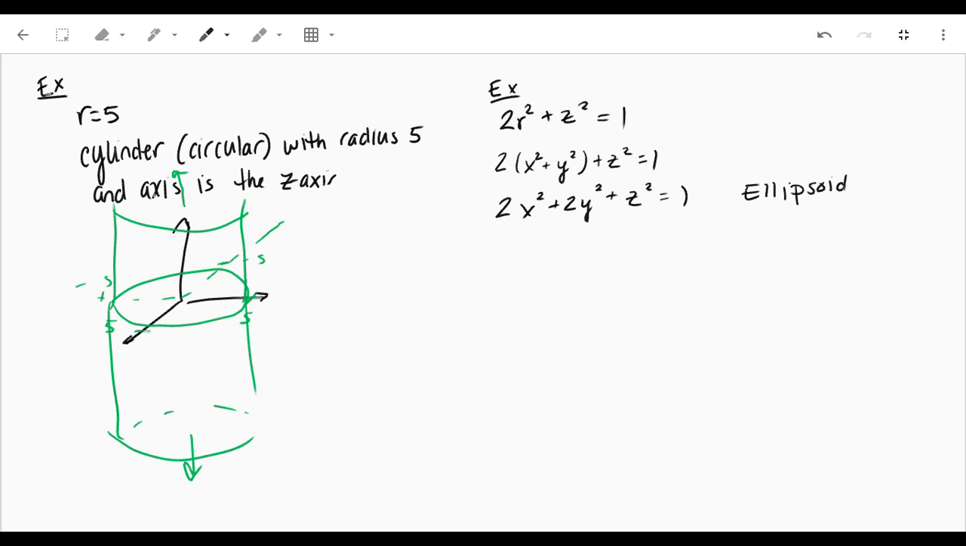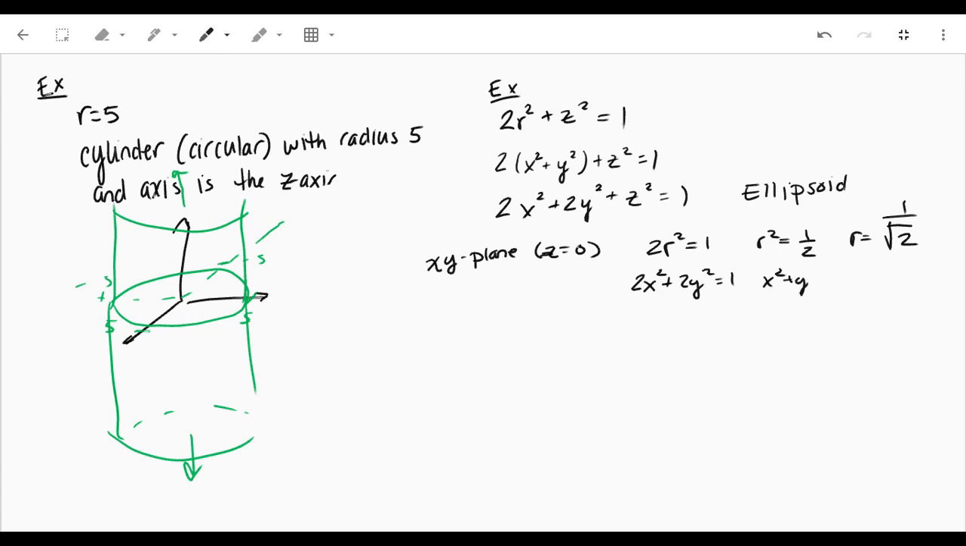And you can think about how it's projected into each plane. In the xy plane, if z were 0, then, well, and go back to even the polar, then 2r squared would equal 1. Our r squared is 1/2. So in the xy plane, we have a circle with a radius of 1 over square root of 2. Okay. You could look at the way that we wrote it in rectangular. If z is 0, then we have 2x squared plus 2y squared equals 1. So x squared plus y squared equals 1/2. Okay, so same thing.